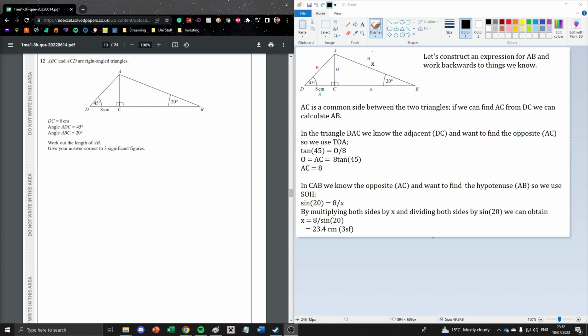Now we're going to use this knowledge to work out things about this triangle. So we've got the opposite, we're looking for the hypotenuse, and so we're going to use SOH from SOHCAHTOA, so sine of 20, the relevant angle, is equal to 8, which is obviously the opposite, divided by x, which is our hypotenuse. If we rearrange this, we can see that x is equal to 8 divided by sine of 20. We can just do that by multiplying both sides by x and then dividing both sides by sine 20. And so we get x is equal to 8 divided by sine 20, which is 23.4 centimeters.